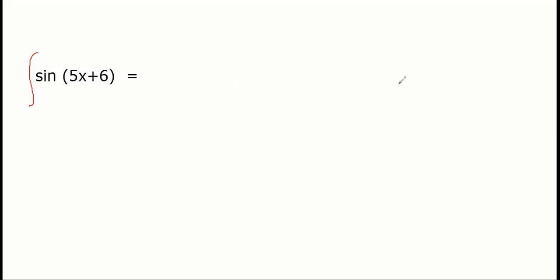Write everybody on chat. It's a very easy oral question. What is the integration of sin of 5x plus 6? We know the integration of sin x is minus cos x. But the coefficient of x is 5, so we divide by 5. That's it, or not? That's it.